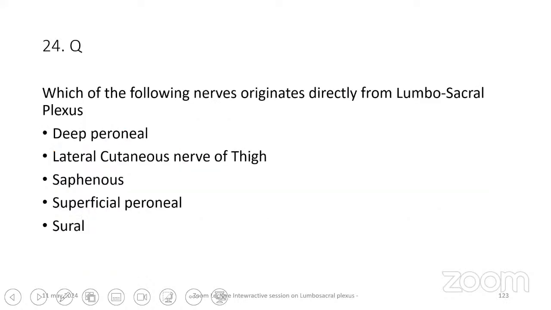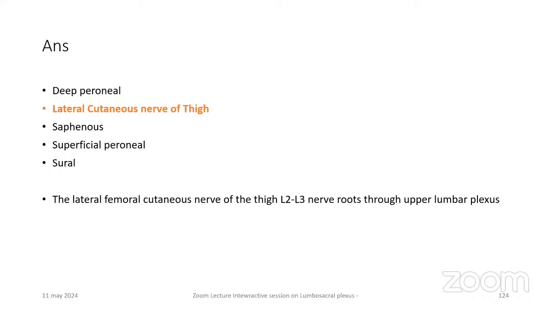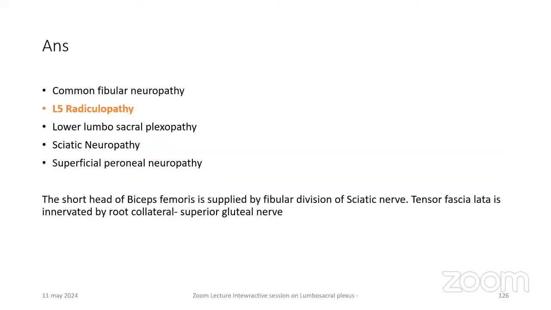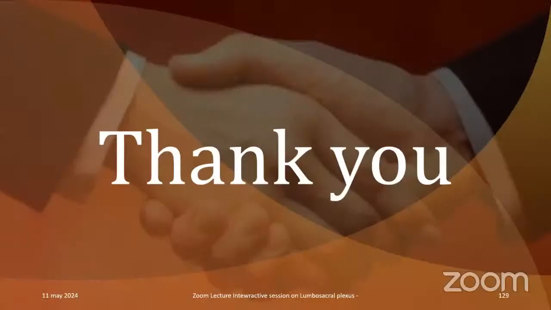I think that's it. Which of the following nerves originate directly from the lumbosacral plexus? Deep peroneal, lateral cutaneous nerve of thigh. Lateral cutaneous nerve of thigh, right. Okay, I think this will be it, and we'll say bye-bye for the time being. Thank you.